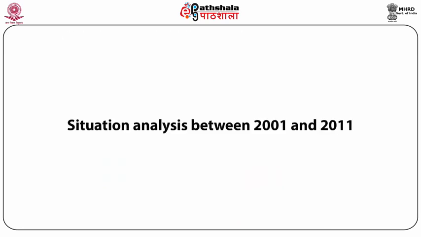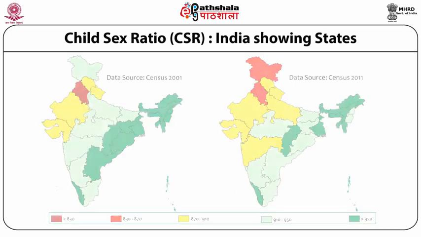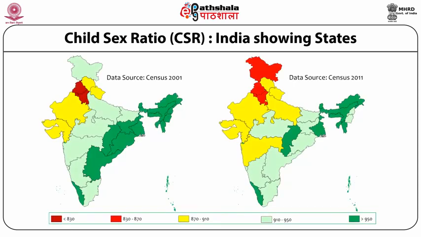Looking at the situation between 2001 and 2011, this shows you both the census maps. Jammu and Kashmir has had the sharpest drop in the 2011 census, while Punjab and Haryana have improved a little bit, but you have seen very sharp drops in Uttar Pradesh and Maharashtra. Gujarat and Rajasthan overall have remained at the same level, but you see very significant drops in many districts of Rajasthan, while some districts of southern Gujarat have improved.